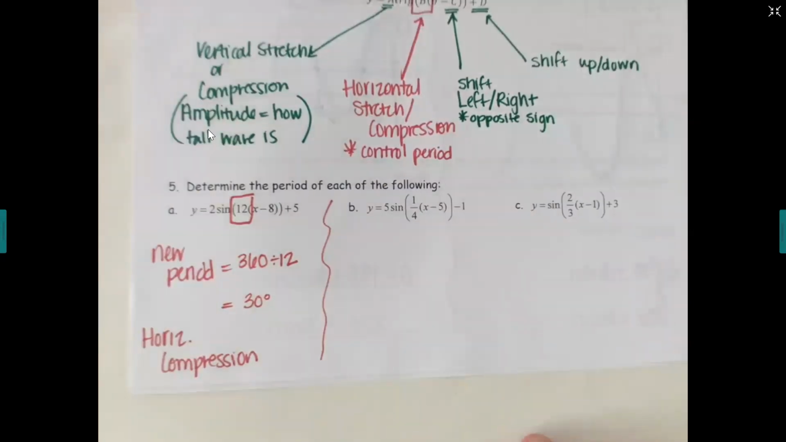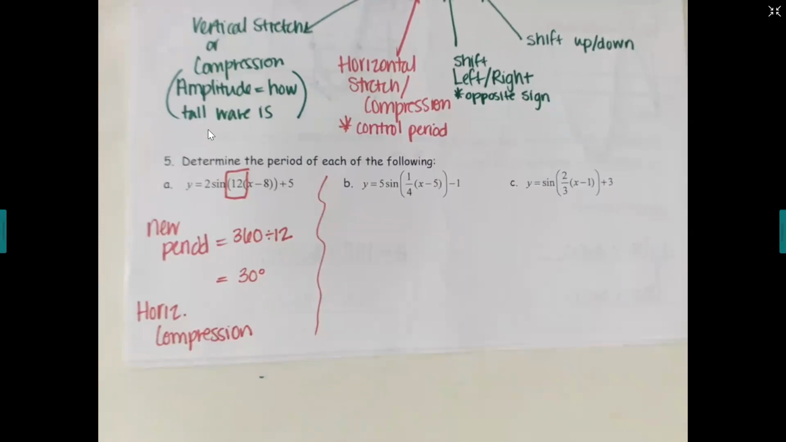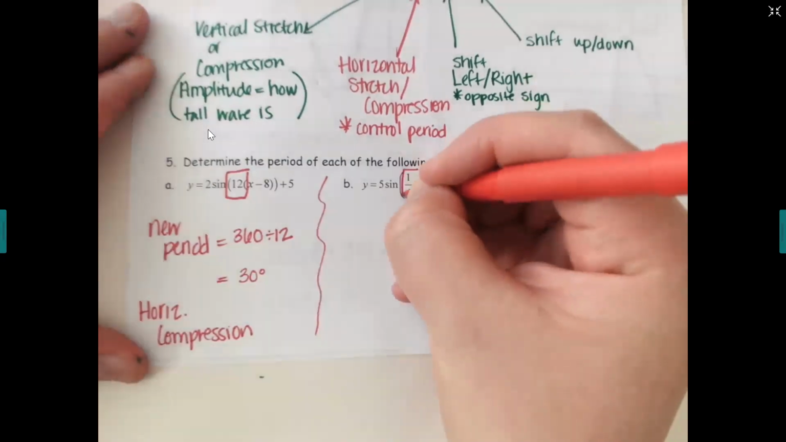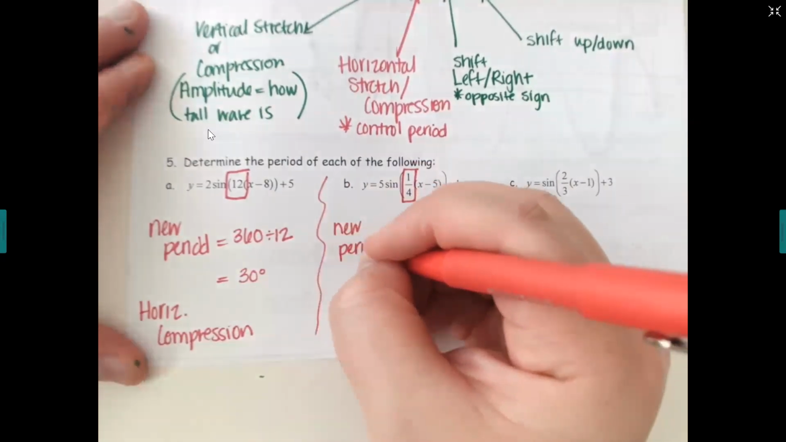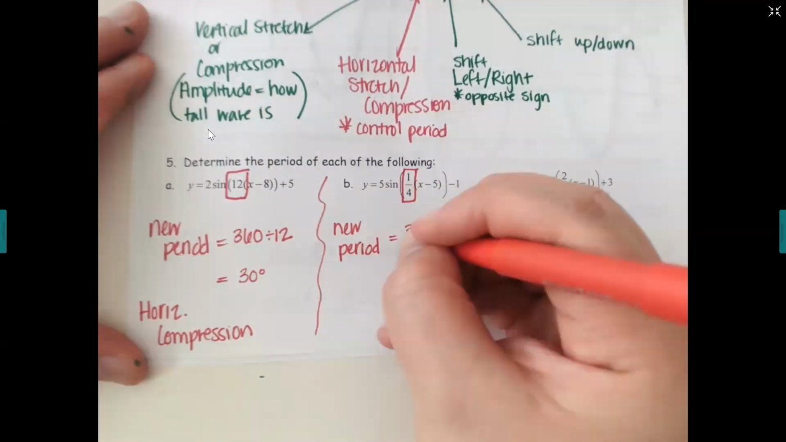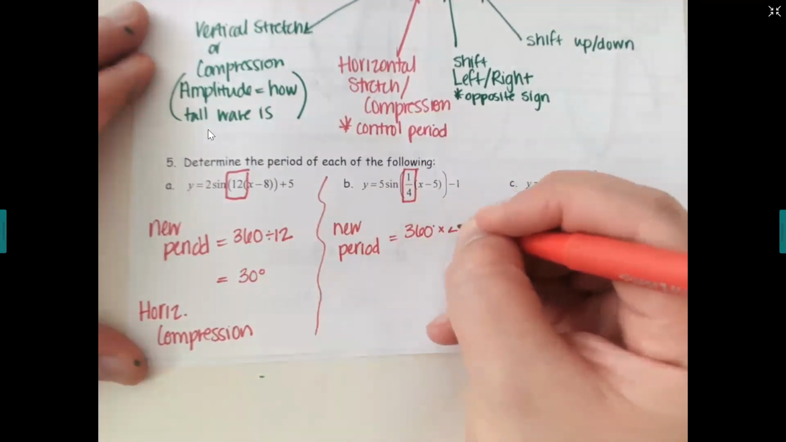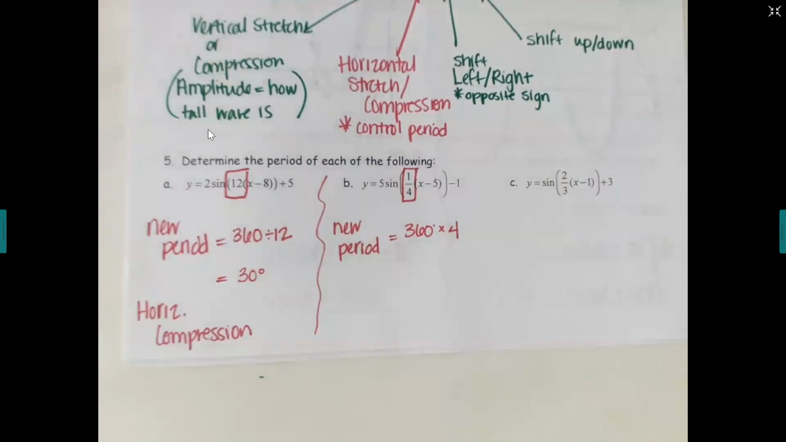Okay, let's take a look at letter B. Which number in the second equation is in the B position in the equation? 1/4 means divide by 4. How will I find the new period? Multiply by 4. So the original length is 360, but I have to multiply by 4 because since it's in parentheses, it always has the reverse effect.